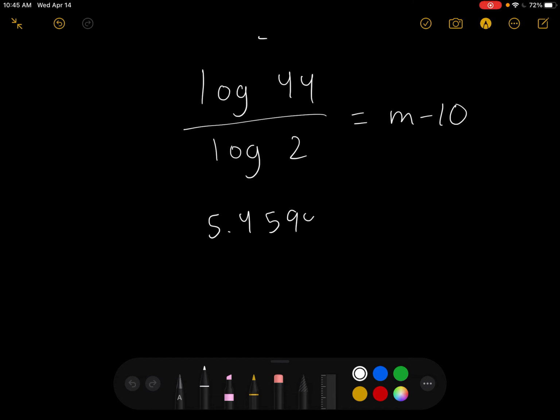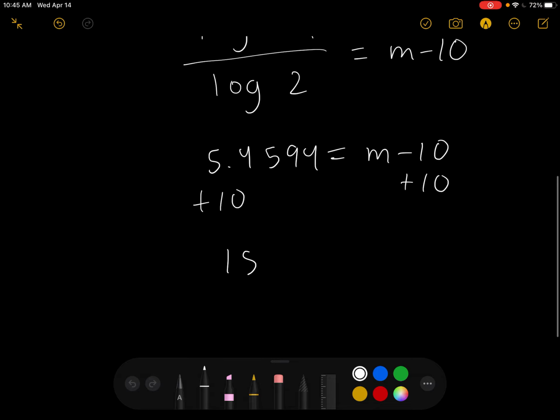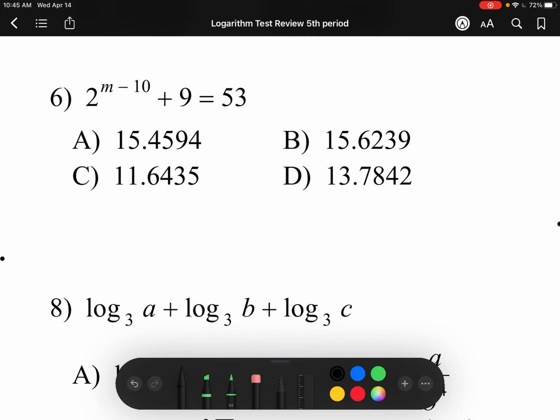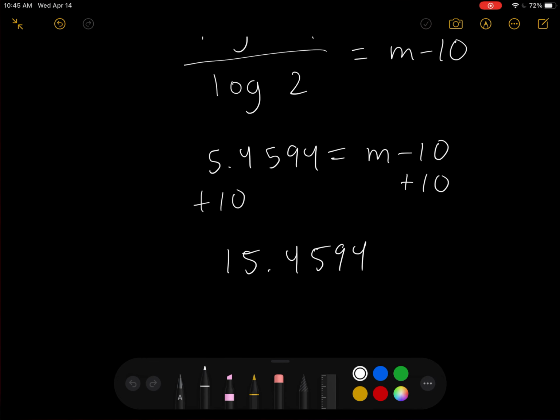5.4594 is equal to m minus 10. So you're going to add 10 to both sides, and you get 15.4594, which if you go back to your test is option A, 15.4594.